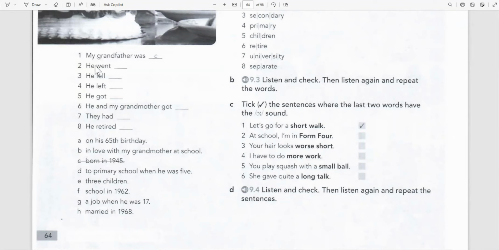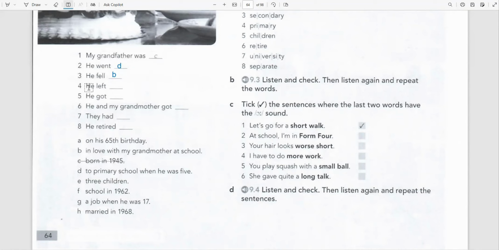Now, number 2, he went. So after he was born, obviously school, he went to primary school when he was 5. So it's going to be D here. We're going to put D. Number 3, he fell in love. He fell in love with my grandmother at school. So B. I'm going to put B here.